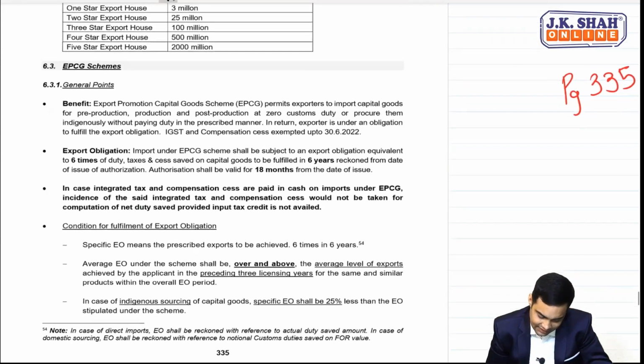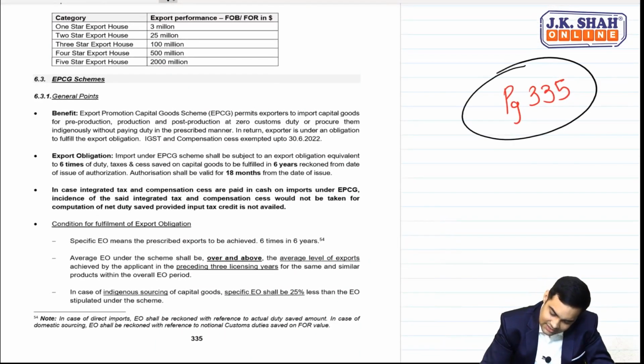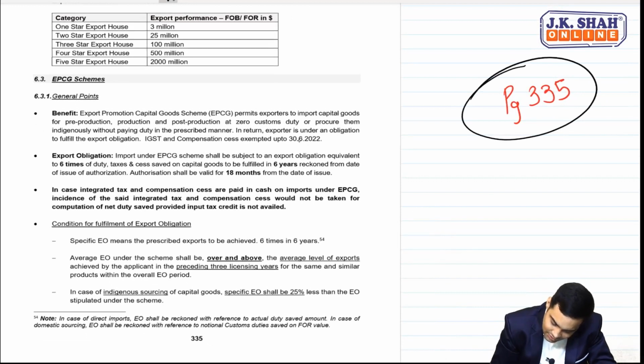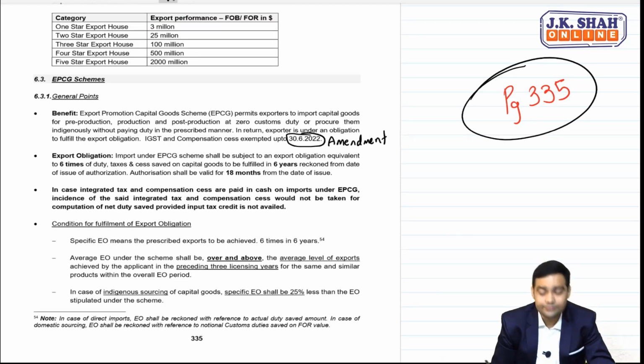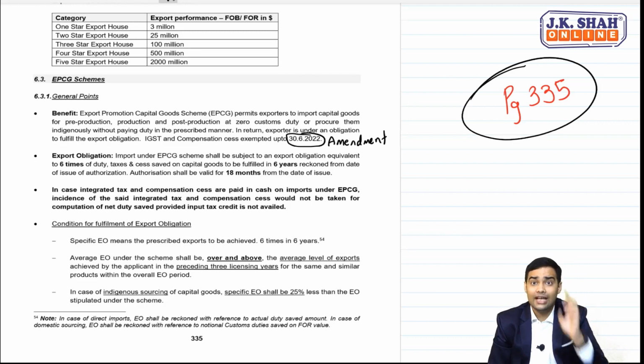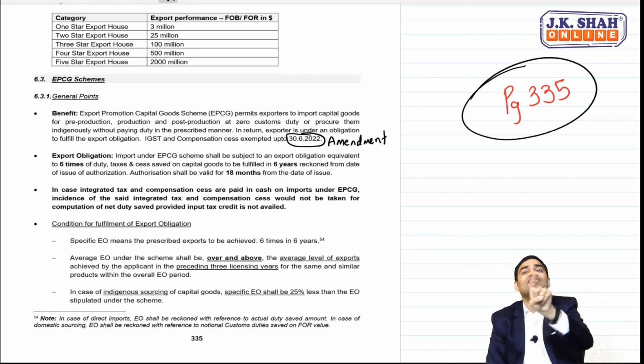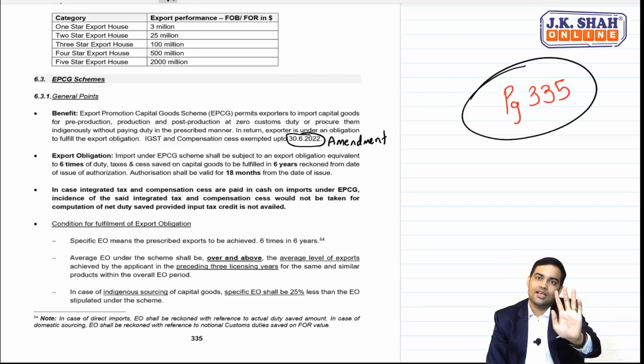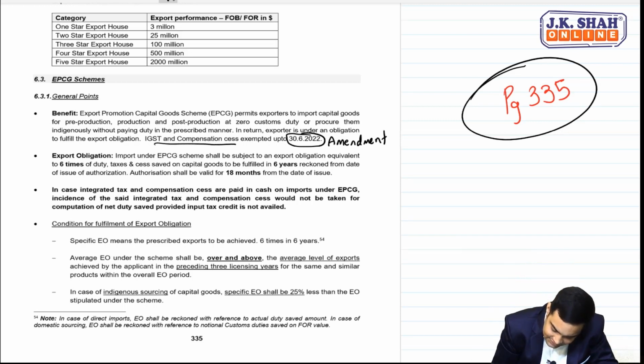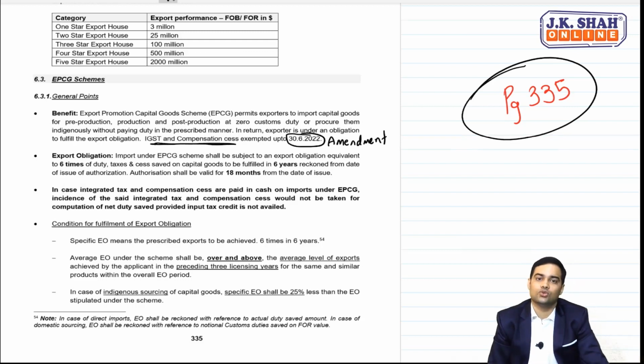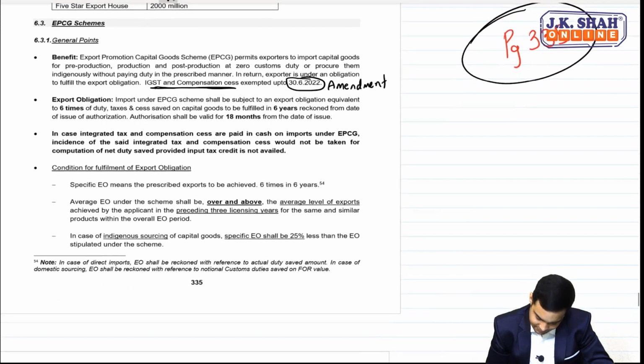Same thing has been done for page 335. Come to page 335. This is the amendment. Even for EPCG license. Sir, what is EPCG license? Export promotion capital goods. You can import capital goods without custom duty. That is still there. But IGST and compensation cess exemption will end on 30th June. That means IGST and compensation cess will have to be paid. Is it, sir? Yes. Okay.